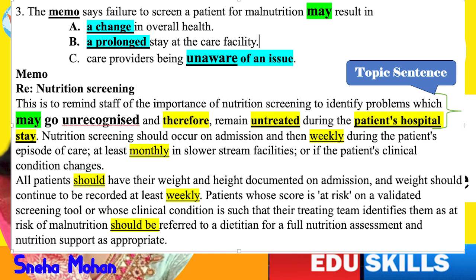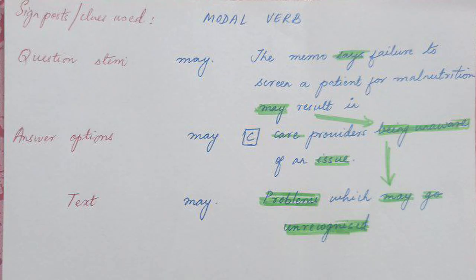So, as I read the paragraph of this memo, in the topic sentence itself, it is mentioned: this is to remind staff of the importance of nutrition screening to identify problems which may go unrecognized. I found the modal verb may, which has been asked in the question, as well as it is found in the text, may go unrecognized. If you have seen Father's video on modal verbs, he has clearly explained this on a question, as the report mentioned in the memo suggests.